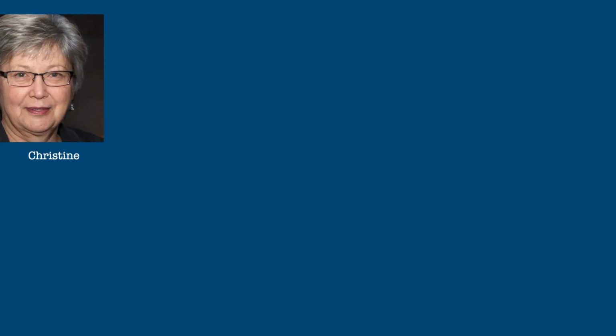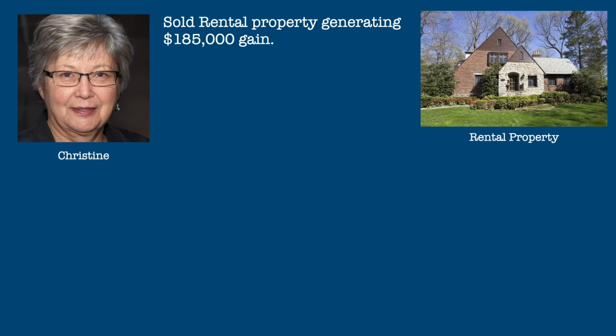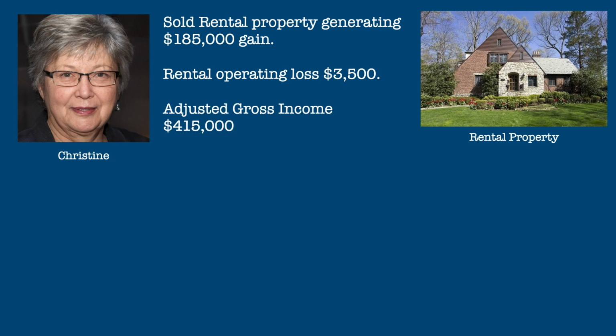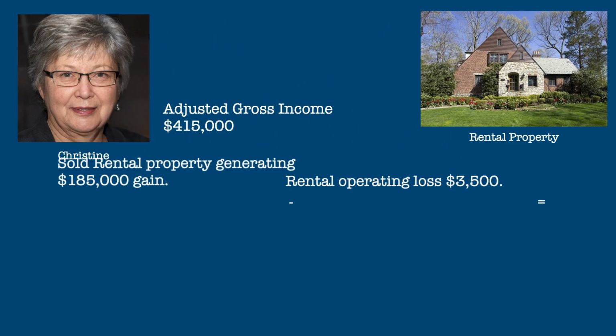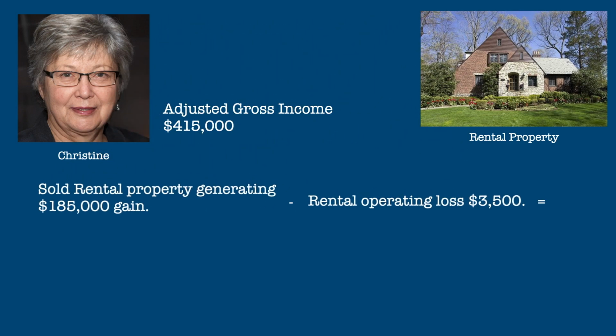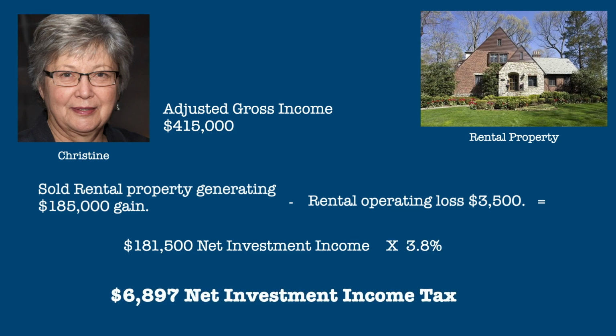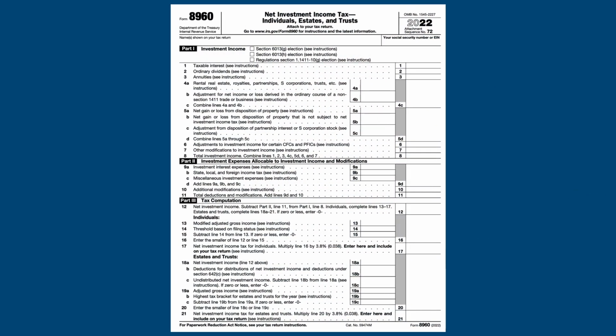In this example, Christine, also single, sold her rental property in October, which generated a $185,000 capital gain. Her rental property also incurred a $3,500 operating loss from January through October. Including both her investment and non-investment income, her adjusted gross income was $415,000. In this case, the $3,500 rental loss can be subtracted from the $185,000 capital gain, giving her a net investment income of $181,500, resulting in a tax of $6,897. The net investment income tax is reported on Form 8960.